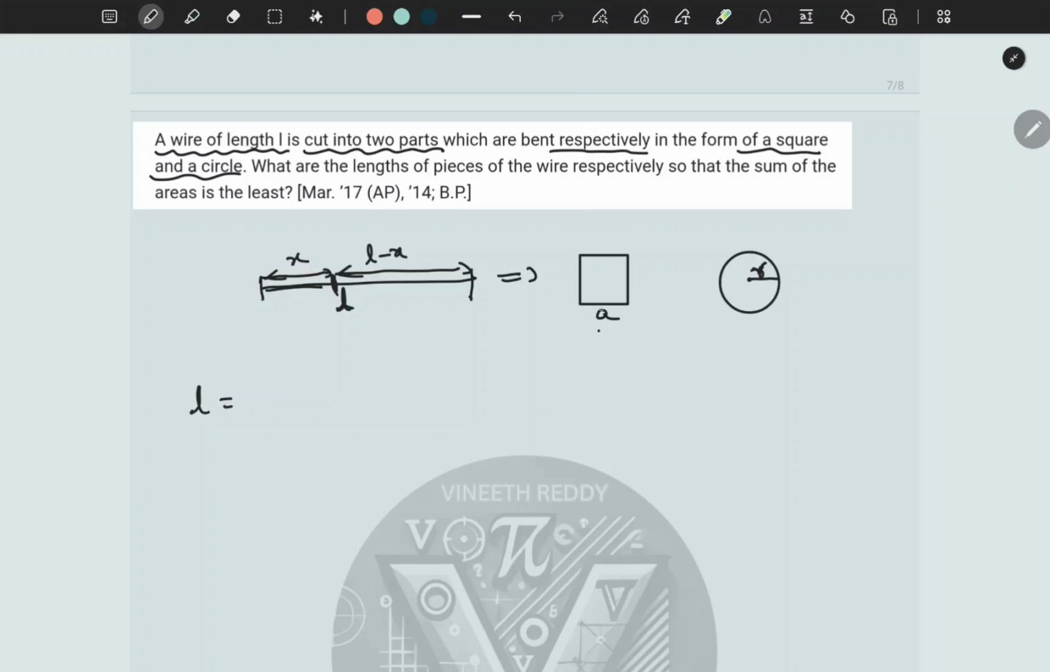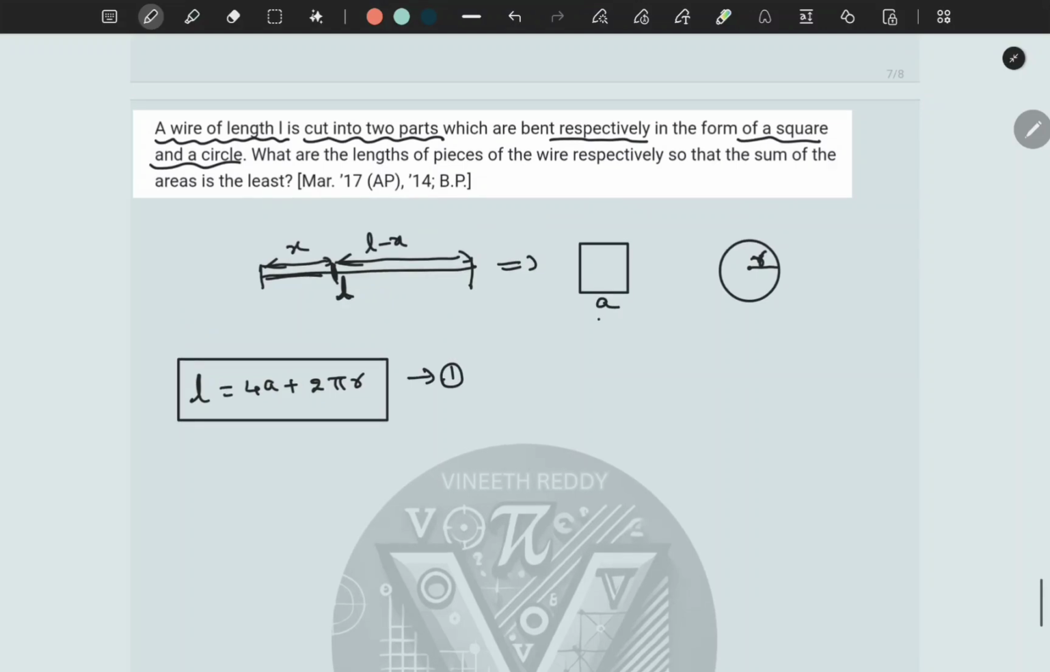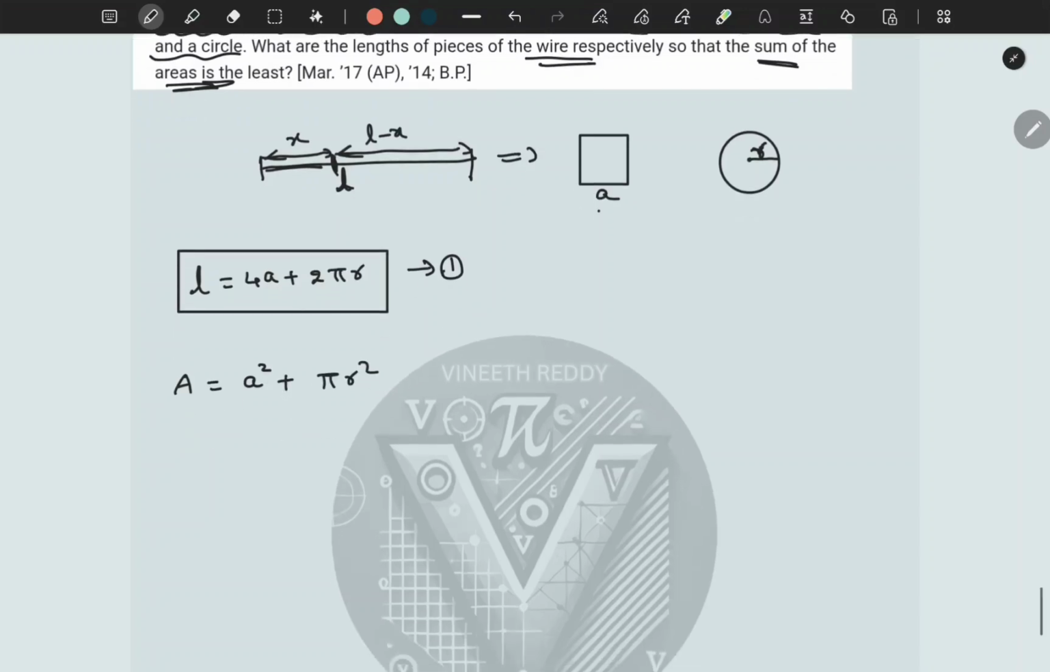That means L should be equal to perimeter of square is 4a and perimeter of circle is 2 pi r. Yeah, it is 2 pi r. So let us name this as equation 1 or relation 1. We will be using it later. Now, what are the lengths of the pieces of the wire respectively, so that the sum of the areas is the least, right? I think you understood this. Now we have to write the expression of area. Area of square is a square and area of circle is pi r square.